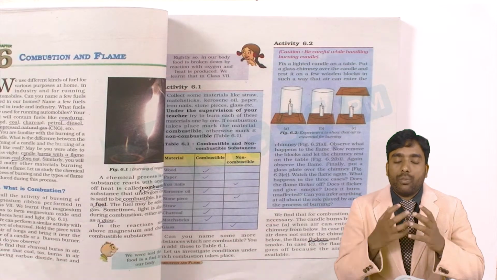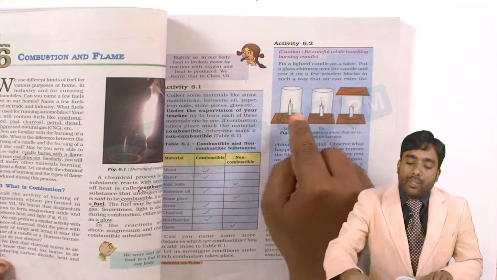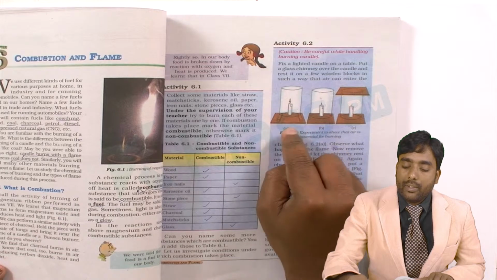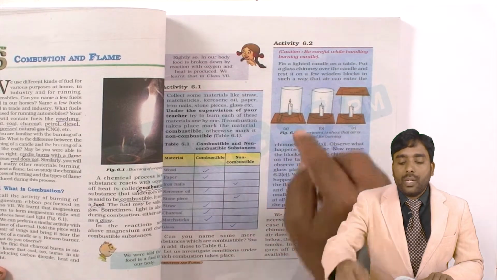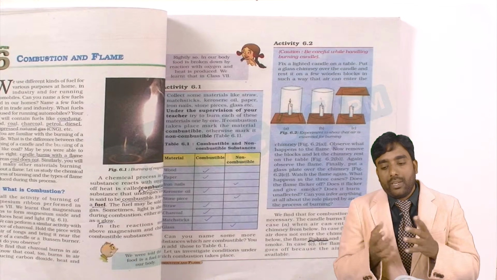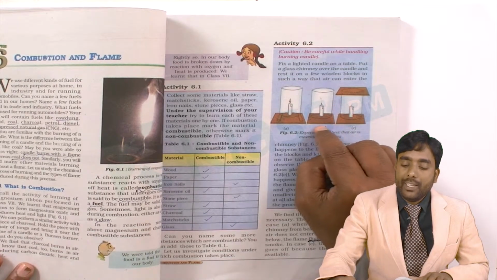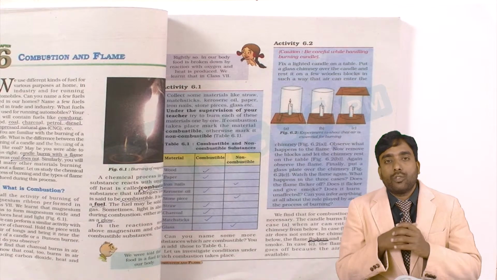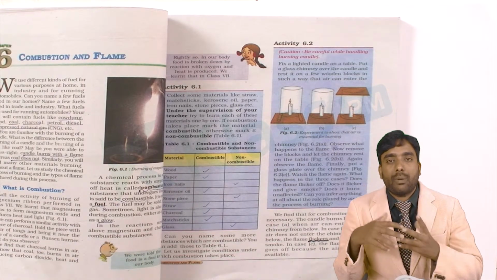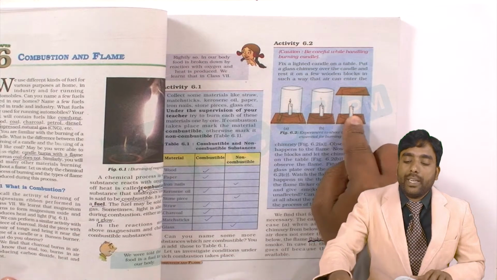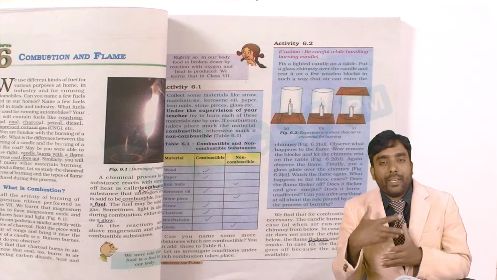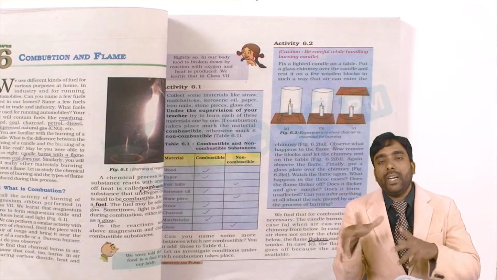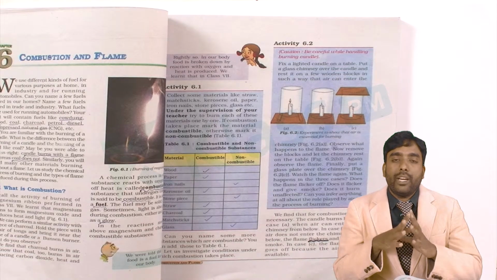Now from this, what we can understand is, in the first case, the air is entering the chimney from the bottom, so the candle is burning continuously. In the second case, the air is not entering from the bottom of the chimney, so the candle is flickering. After some time it goes off. In the third case, there is no chance for air to enter the chimney, as we closed it at the bottom and the top too. That's why after a couple of moments it goes off.